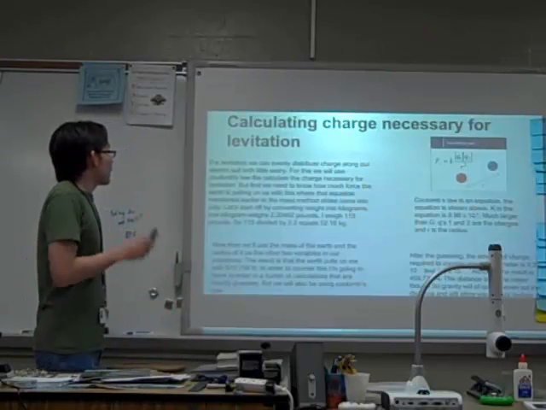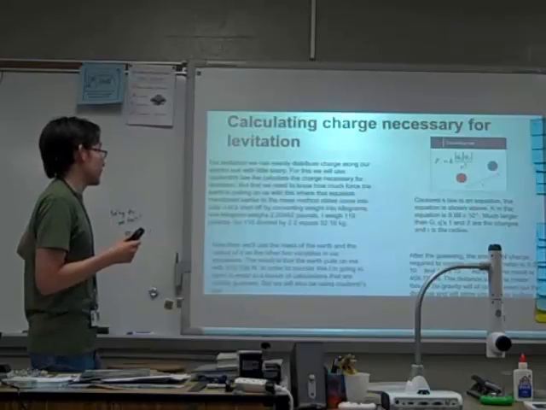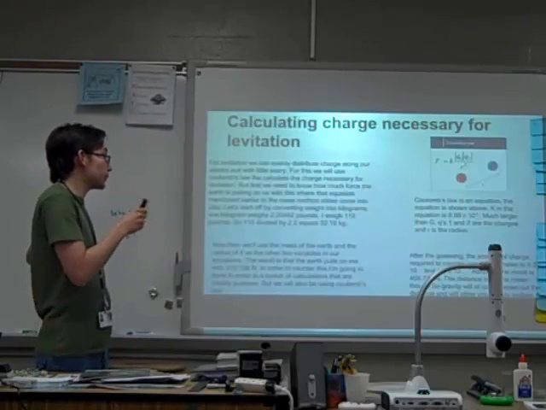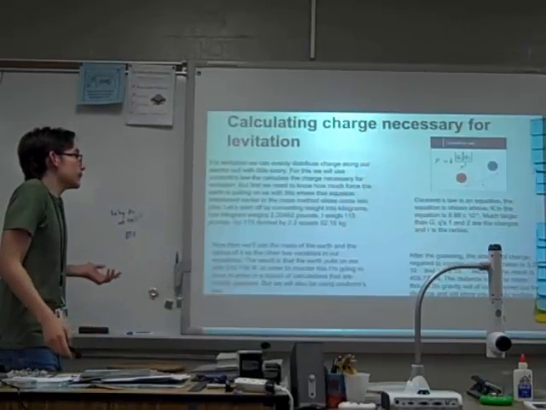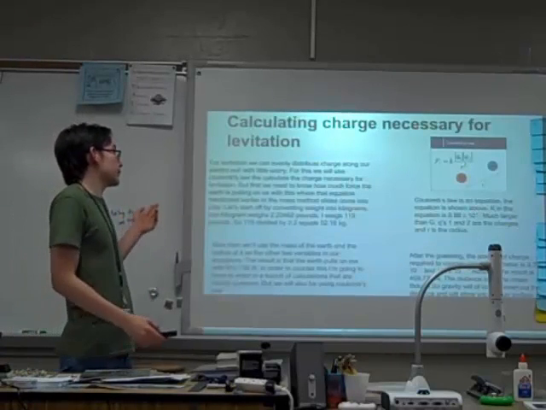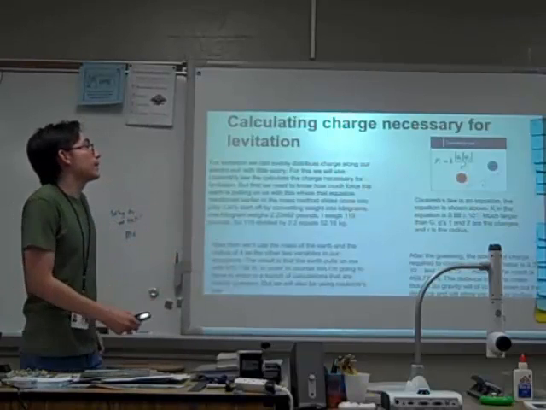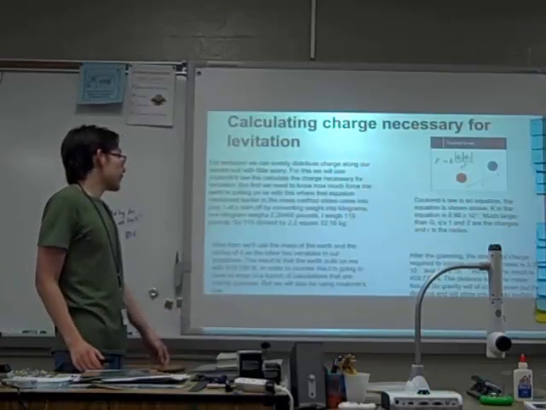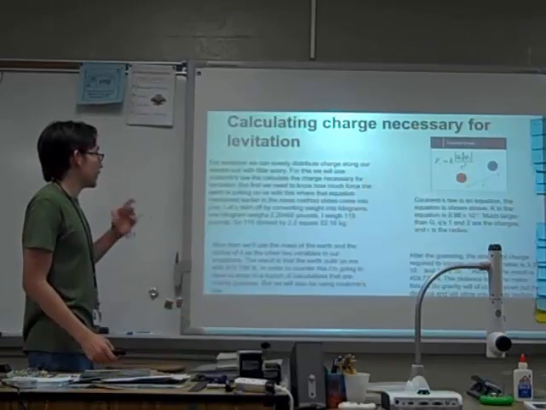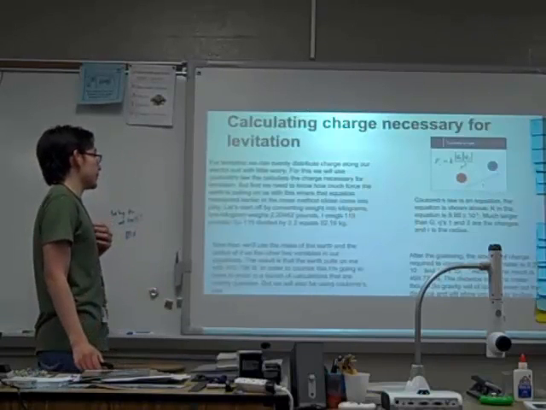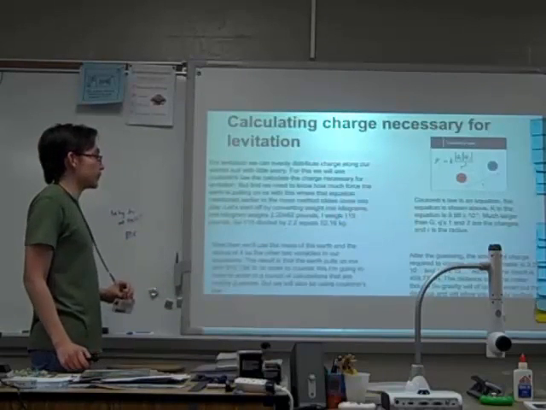Let's start off by converting weight into kilograms. 1 kilogram is about 2.2 pounds. We're about 115 pounds. So 115 divided by 2.2 equals about 52.16 or 53 kilograms. Now then, we'll use the mass of the Earth and the radius of it as the other two variables in our equation. The result is that the Earth pulls on you with 110.756 newtons.